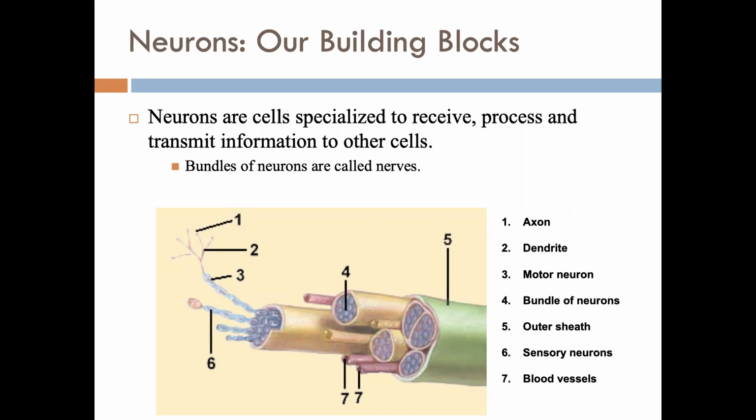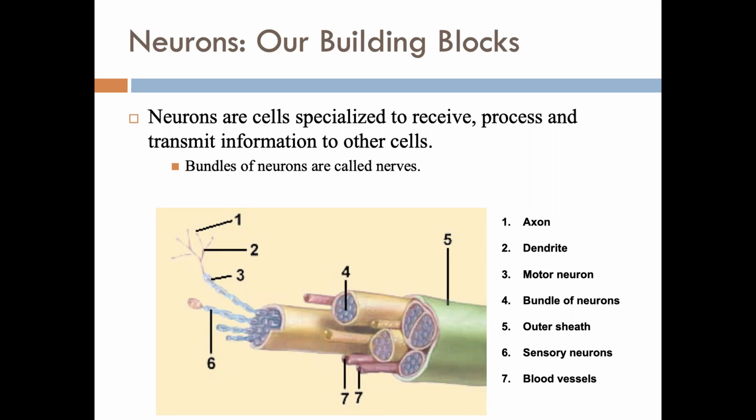All right, so neurons, the building blocks. Neurons are cells specialized to receive, process, and transmit information to other cells. And we talked about types of neurons yesterday. We talked about it on Tuesday as well. Okay, and what are the types of neurons? Do you remember?